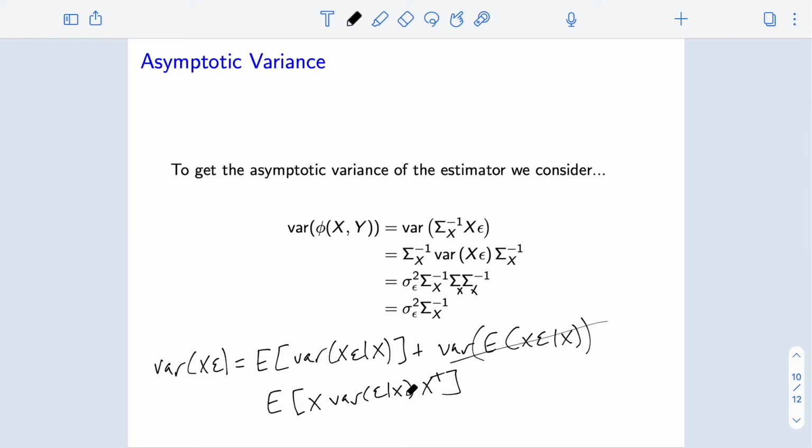Now we note that epsilon and x are independent, so this piece becomes sigma squared epsilon, we can take that out, and this piece becomes the expectation of x x transpose, which is exactly sigma x. So this becomes sigma squared epsilon sigma x. So that gives us this piece. We now get cancellation, and we get this final result that the variance of the influence function is sigma squared epsilon times sigma x inverse.